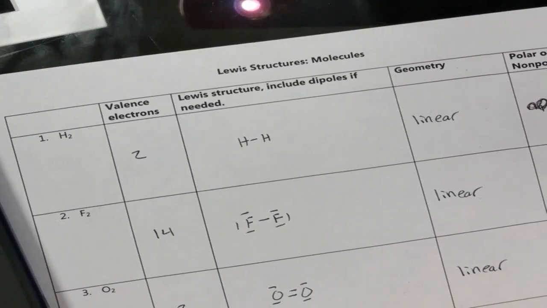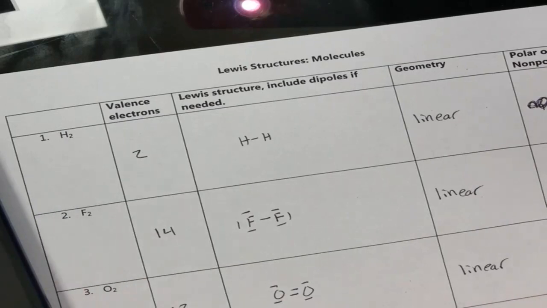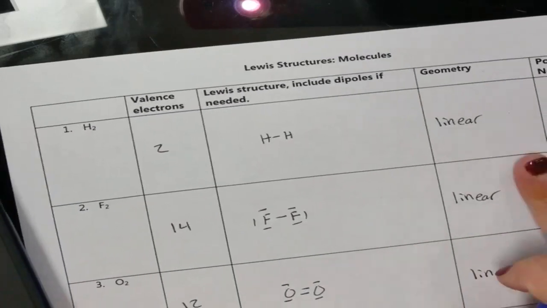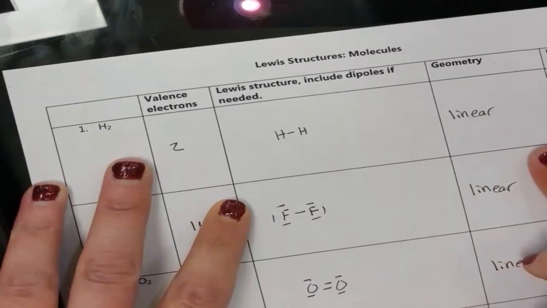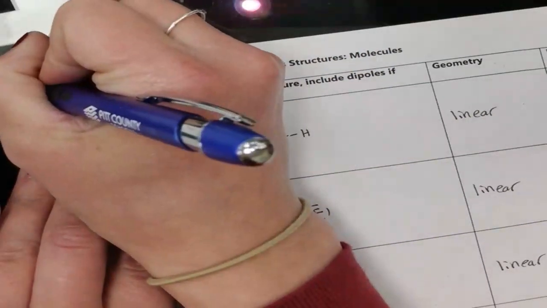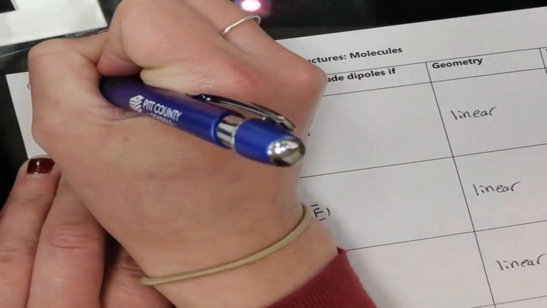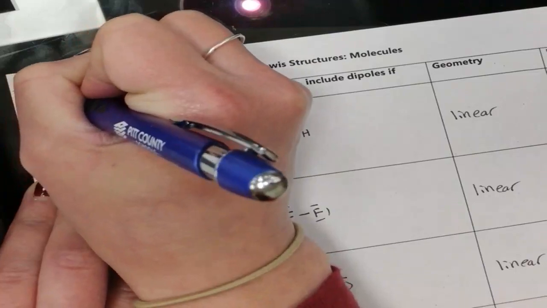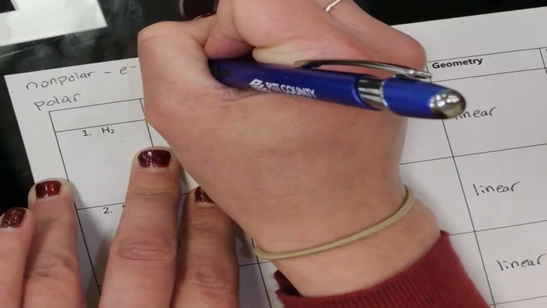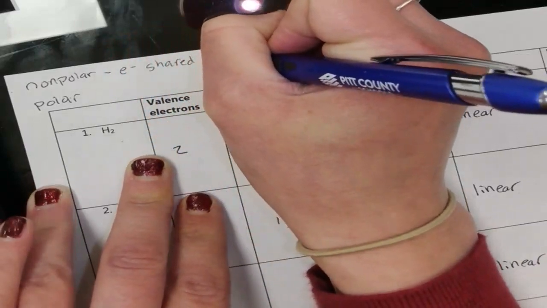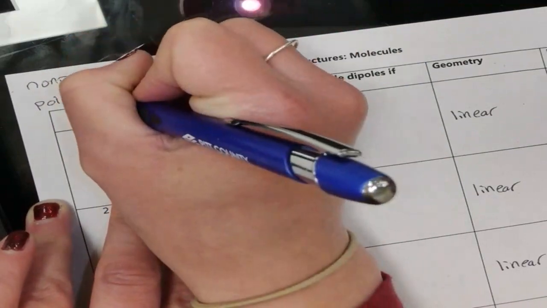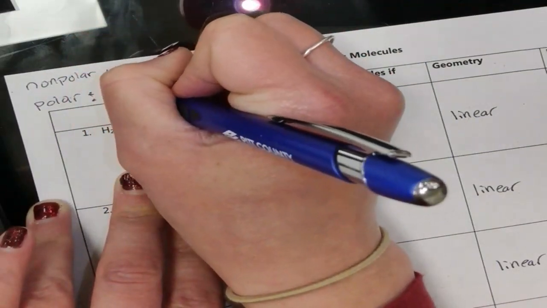All right, so today's lesson is going to be on polarity, and we're going to talk about the polarity of bonds and the polarity of a molecule itself. We have two types of polarity. We have nonpolar and we have polar. Nonpolar is when electrons are shared equally, and polar is when electrons are shared unequally.